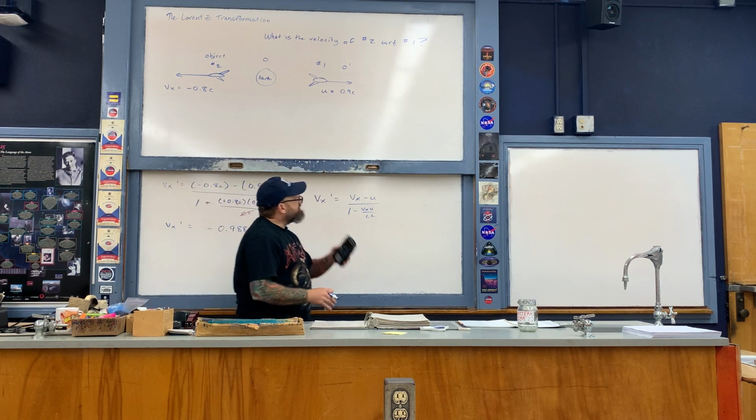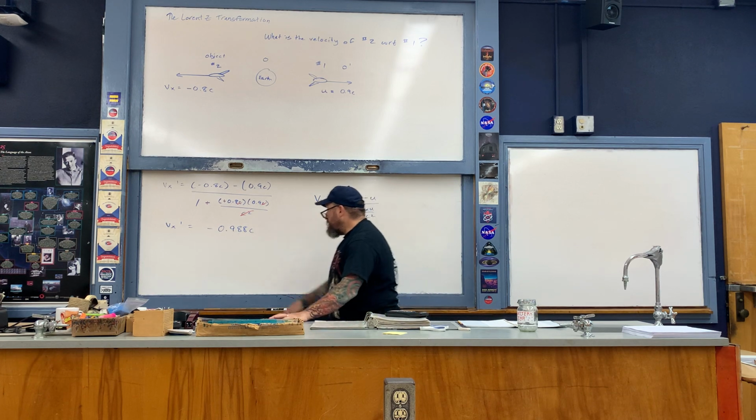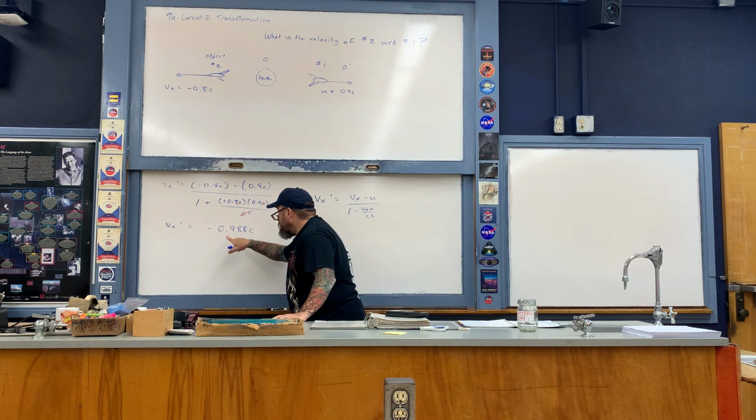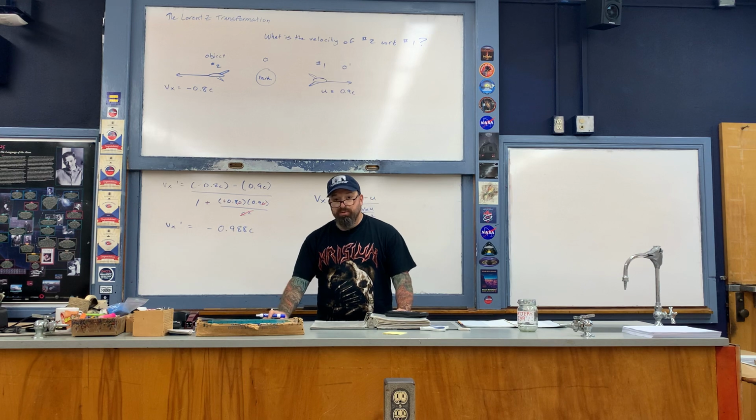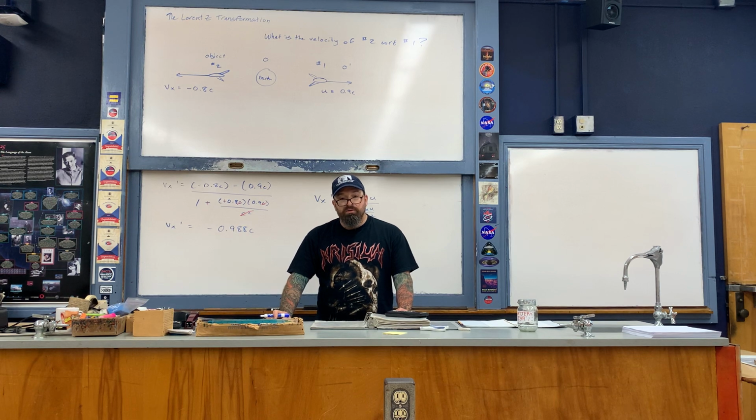So if you were standing on starship number 1 and looking at starship number 2, you would see it moving away from you in a left-hand direction at 98.8% the speed of light, still below the speed of light. Okay, that's all that's necessary for our purposes here with respect to the Lorentz transformation.